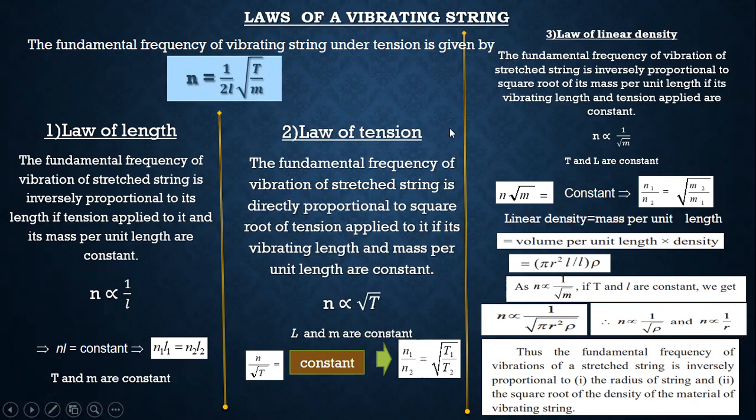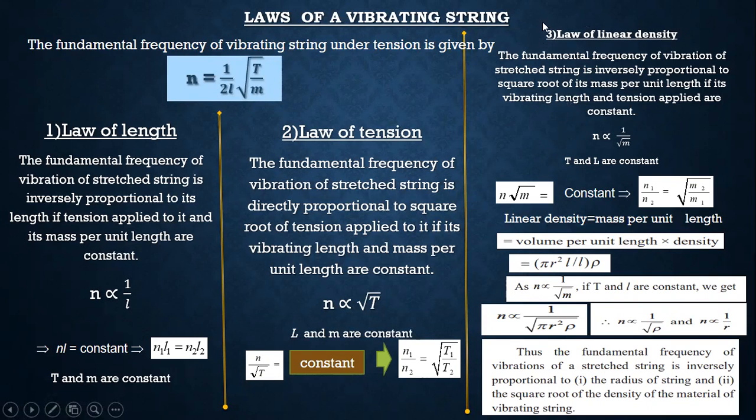Now the second law is called the law of tension. It is the relation between fundamental frequency and tension. You can see by the formula that the fundamental frequency of vibration of a string is directly proportional to the square root of tension if length and mass per unit length are constant. So we can write n/√T is constant, or n1/n2 = √(T1/T2).